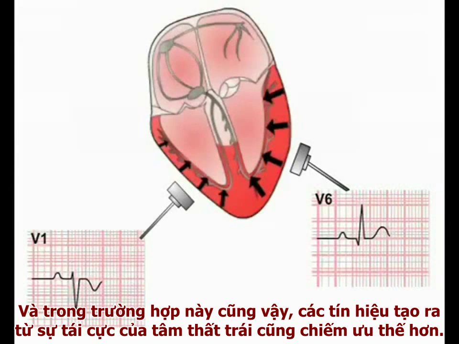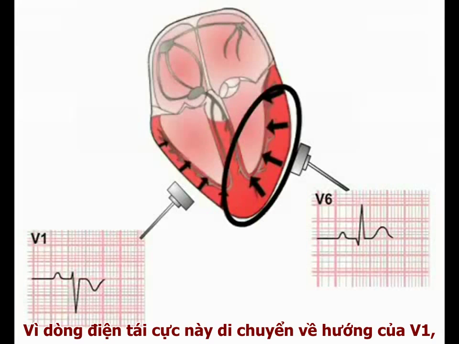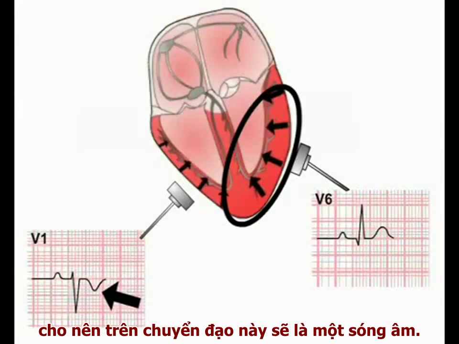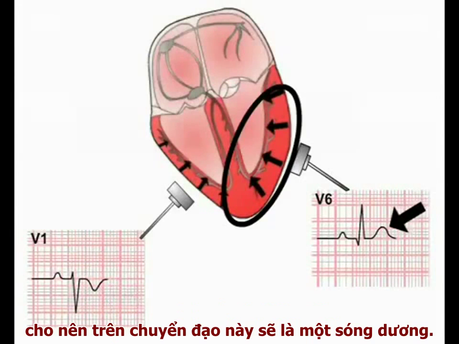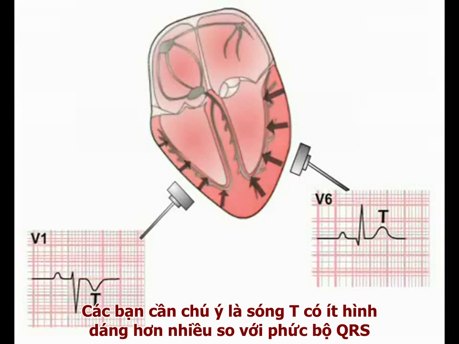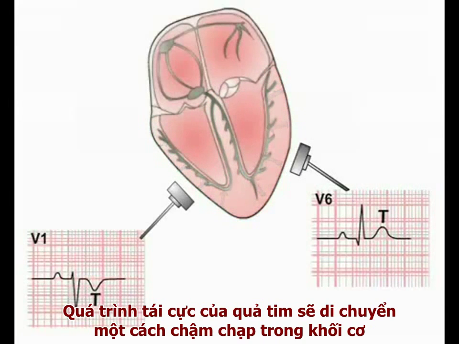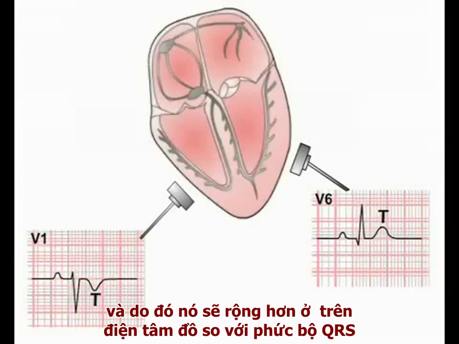The deflection produced on an ECG by ventricular repolarization is again dominated by the signal from the left ventricle. As this repolarizing current is moving towards V1, the deflection produced is negative in this lead. In contrast, this repolarizing signal is moving away from lead V6, producing a positive deflection. The deflection produced by ventricular repolarization is termed a T wave. Note that the T wave has a very different morphology to the QRS complex. Cardiac repolarization spreads relatively slowly through the muscle mass outside the conducting system. Hence, the T wave is considerably longer in duration and therefore broader on the ECG paper compared to the QRS complex.